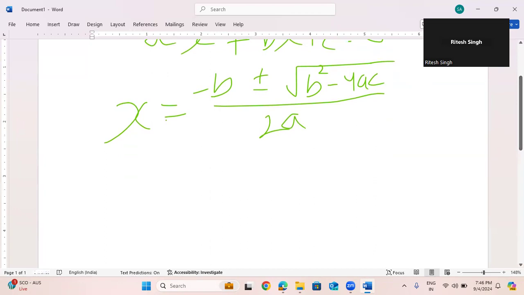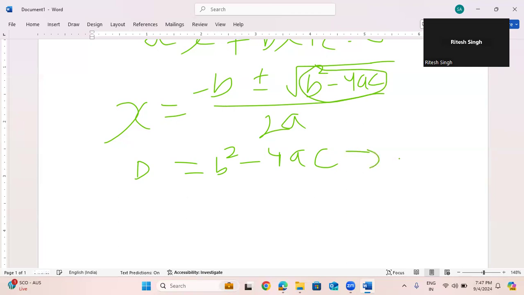One more thing I will tell. This term, b square minus 4ac, is also called d, denoted by d, the discriminant. How is it important? Suppose I am finding the solution of x by putting in this formula, minus b plus minus root under b square minus 4ac, by 2a. But what if this value is negative? Suppose it comes out as minus 4.